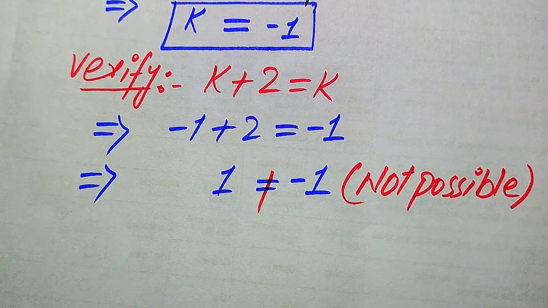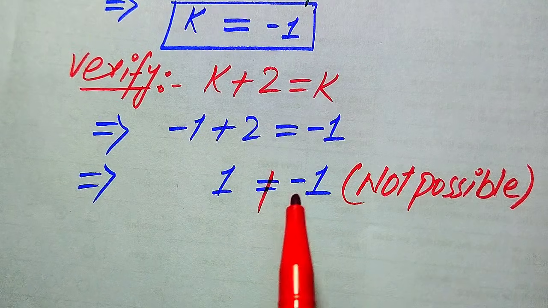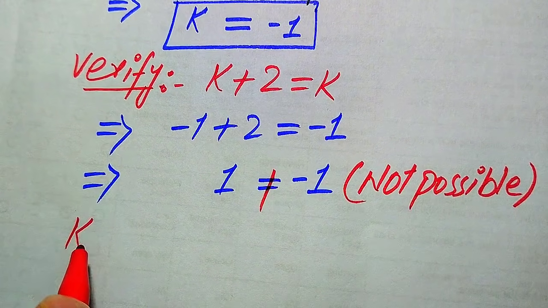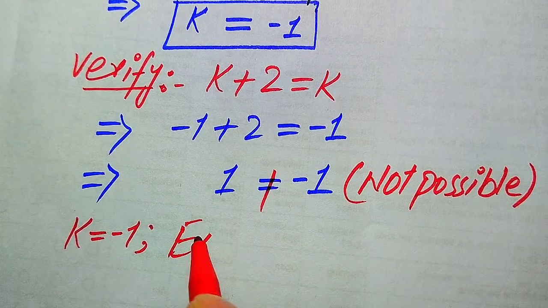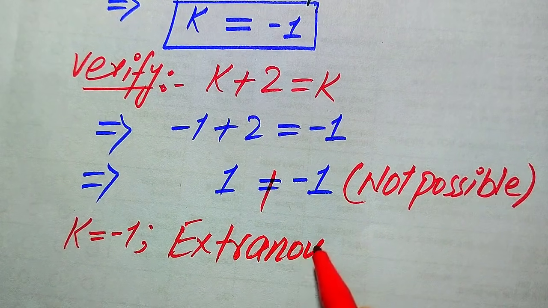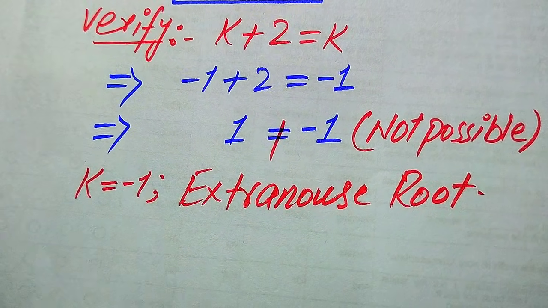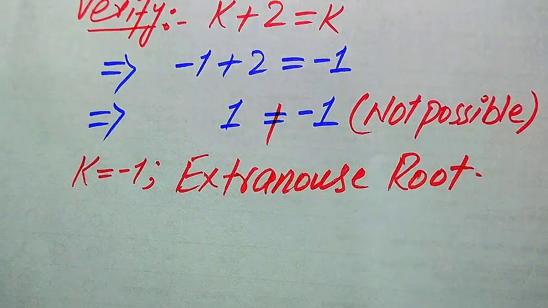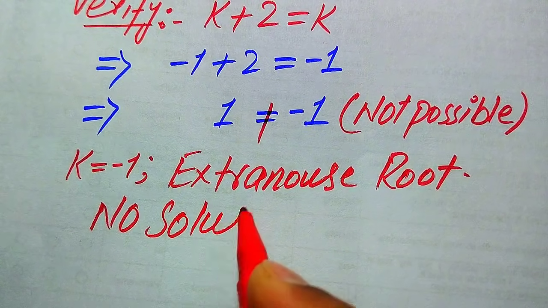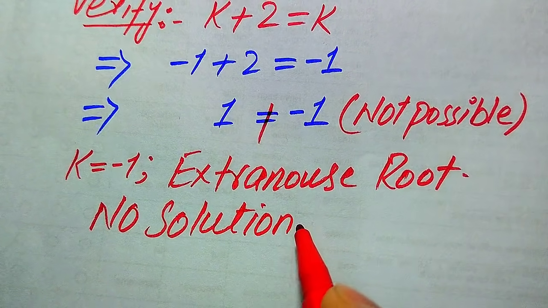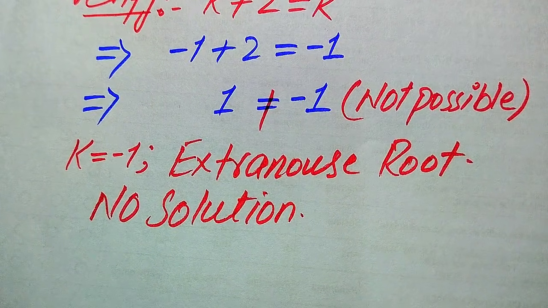It means that both sides are not equal. So the value k = −1 does not satisfy our given question statement, and we call k = −1 an extraneous root of the given equation. We cannot get any value of k which satisfies our given question statement, so we say that this question has no solution. This is the final conclusion about the solution set of this problem from the first method.